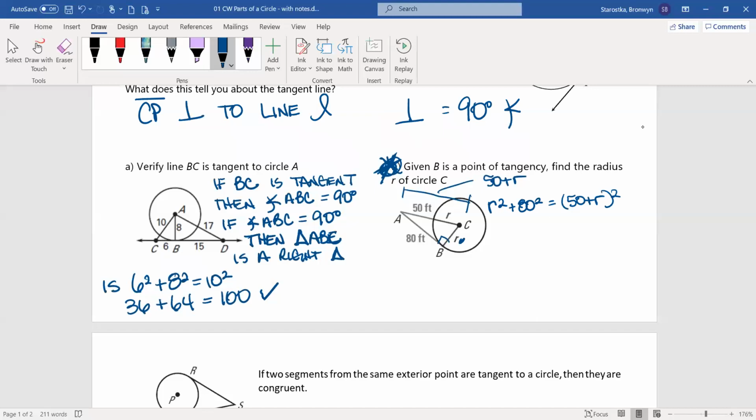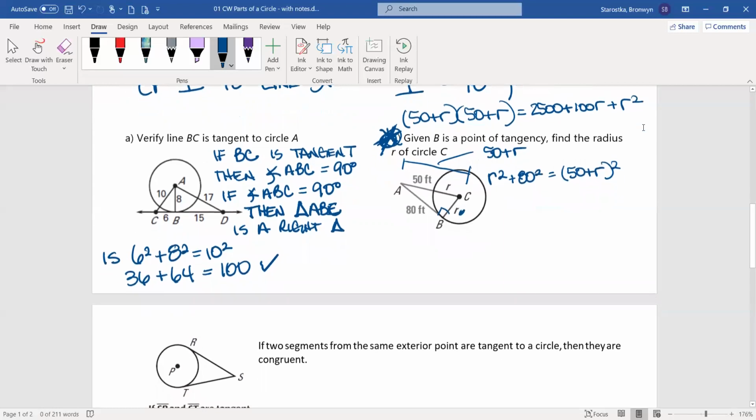50 plus R squared means 50 plus R times 50 plus R. So notice the pattern when I do this. You can do this on the side of your paper, but 50 times 50 or 50 squared, 2,500. 50R plus 50R, when you FOIL, becomes 100R plus R squared. You can do an area model, but this is going back to some old algebra. So we're looking for the radius.